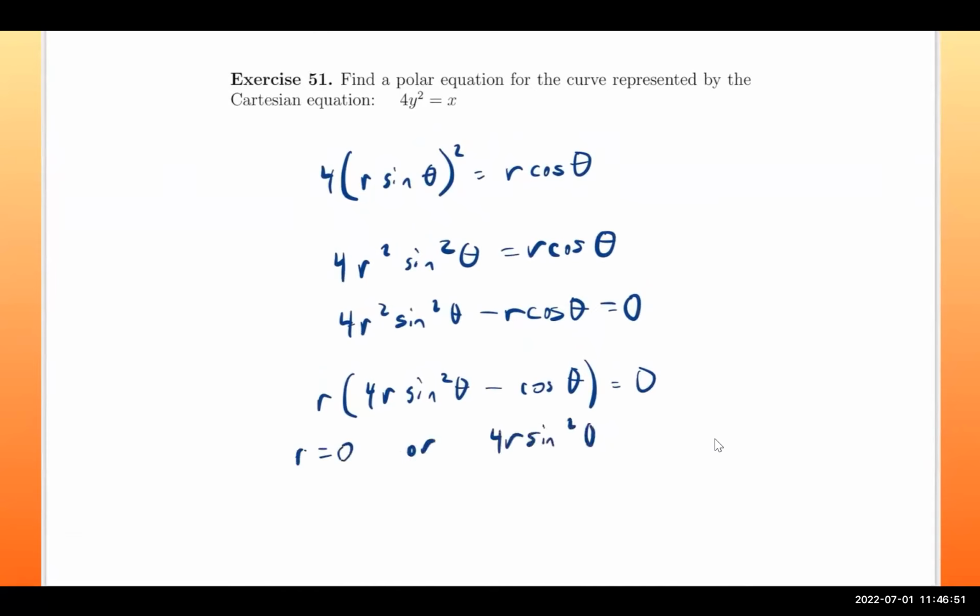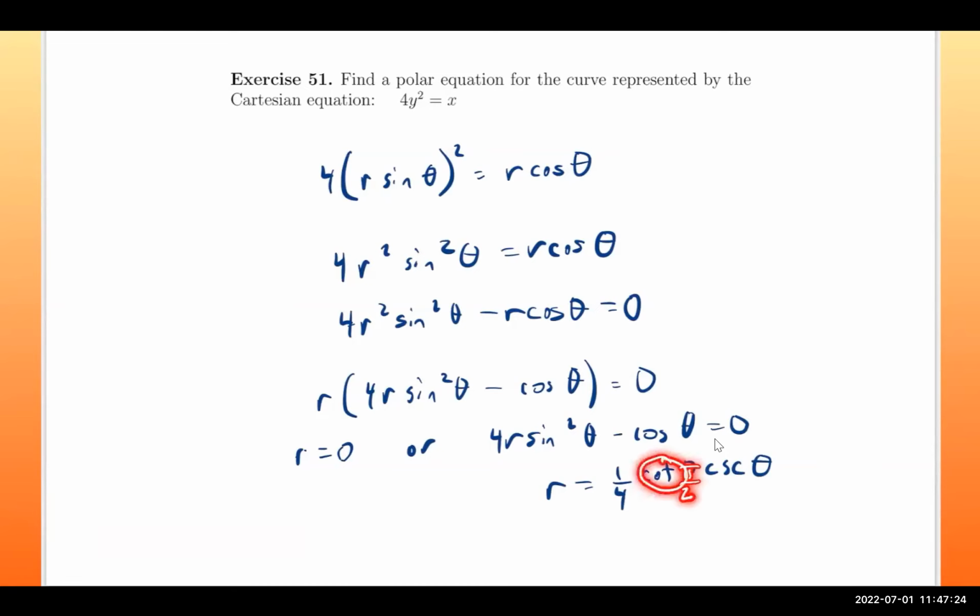All right, so we either have r equals 0, or we have 4r sine squared theta minus cosine theta equals 0. And if you solve for r, you bring the cosine over and divide by 4 sine squared theta. You should get r equals 1/4. What is that? That's going to be a cotangent, and then you're going to get a cosecant theta.